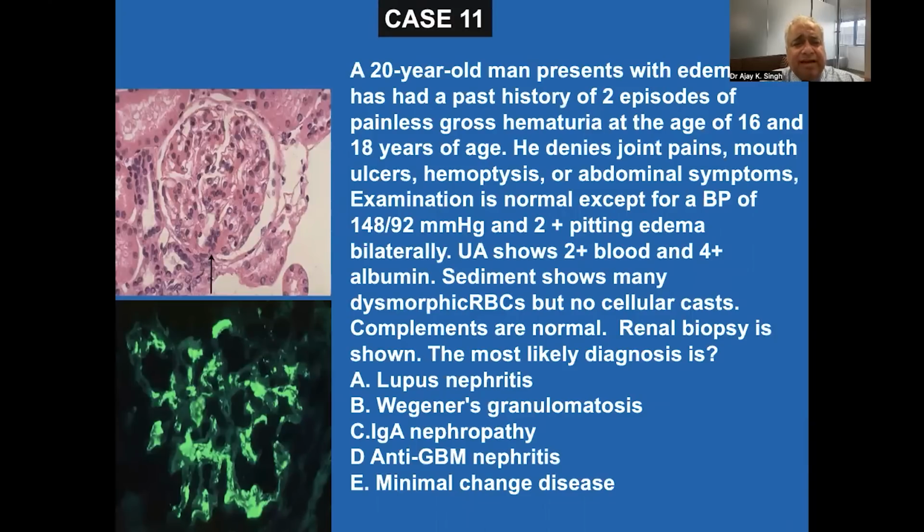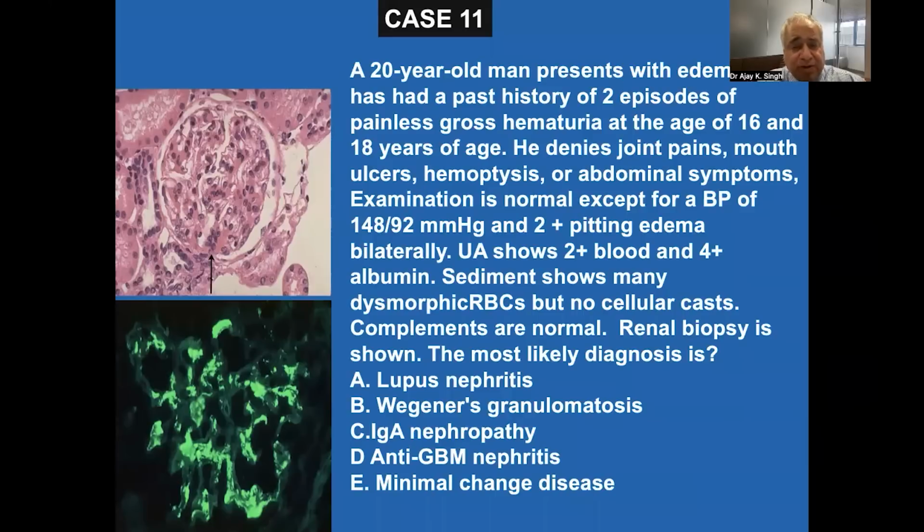Let's move on to case 11. This is a 20-year-old man who presents with edema and has a past history of 2 episodes of painless gross hematuria at the ages of 16 and 18. Denies joint pains, mouth ulcers, hemoptysis, abdominal symptoms. Examination is normal other than a blood pressure of 148/92 and 2+ pitting edema bilaterally.